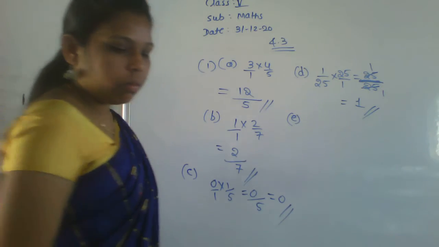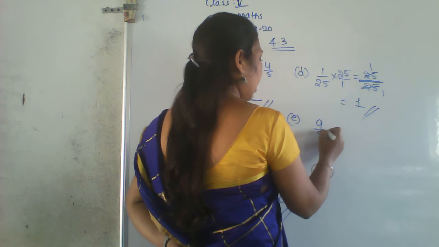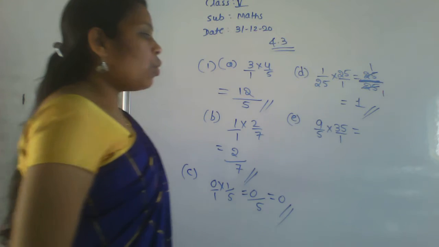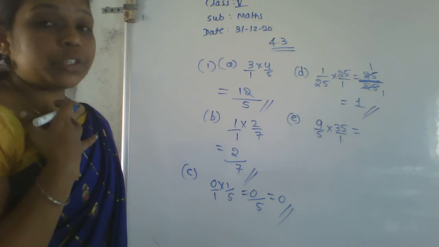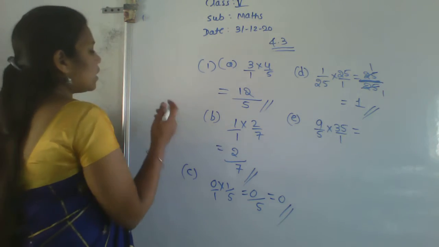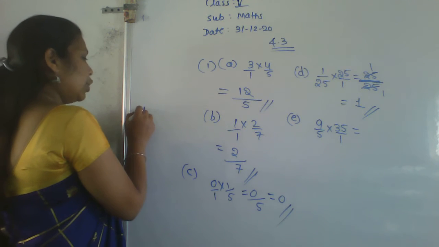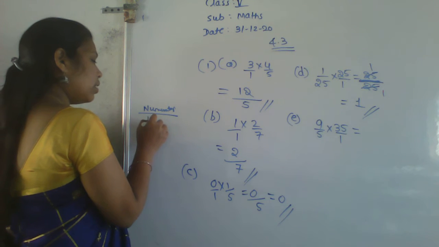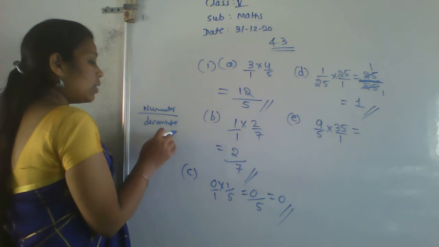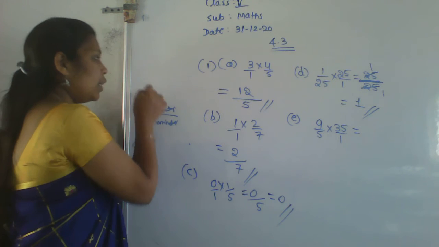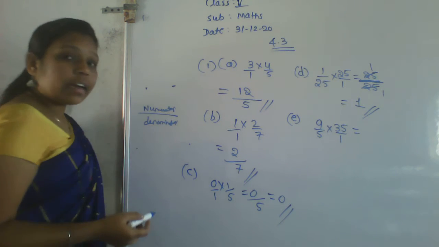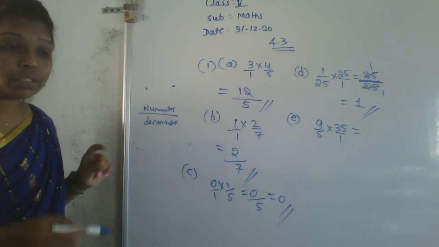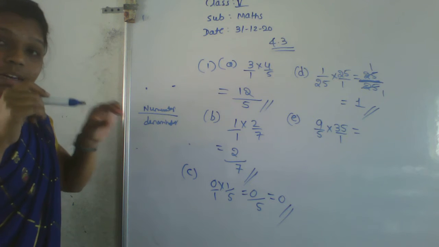E. 9 by 5 into 35 by 1. If there is any cancellation, we can cancel values like this. We can cancel numerator to denominator, but we can't cancel numerator to numerator and denominator to denominator.